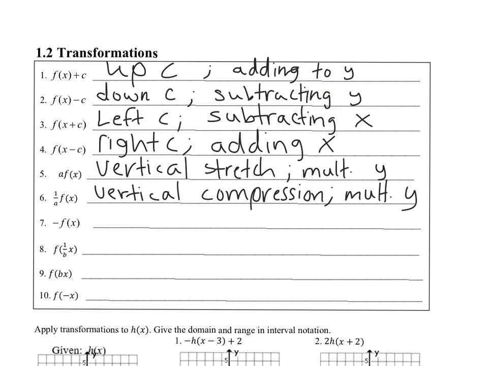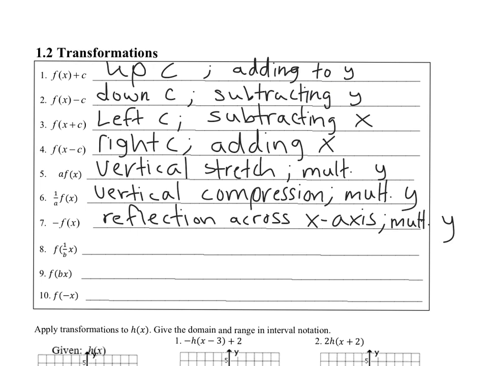So now, not 1 over a, we're talking about our negative. Our negative right here is talking about a reflection across the x-axis. And once again, when you do a reflection across the x-axis, we're also going to multiply the y.